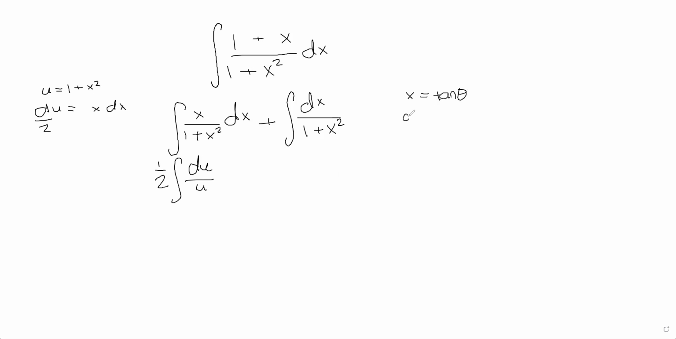And then I'm going to take the derivative of both sides and then multiply both sides by d theta. So dx is going to be secant squared theta. Derivative of tangent is secant squared. So dx is secant squared theta d theta. And then I'm going to square both sides of the original equation. We're going to get x squared is tangent squared theta.